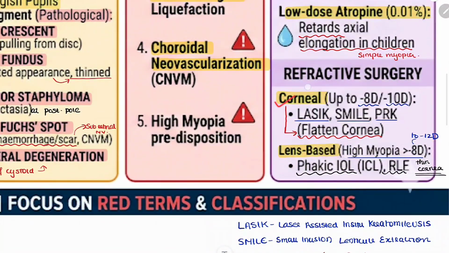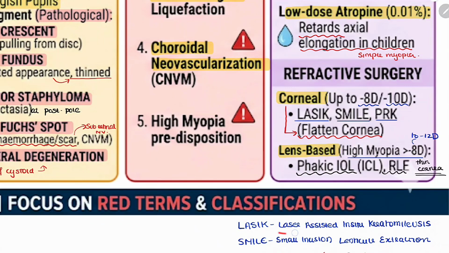So we can do corneal refractive surgery and lens based refractive surgery. Corneal refractive surgery is usually done up to -8 to -10 diopter. For -8 diopter itself, we will do what? Corneal refractive surgery. Here actually we are flattening the cornea. Okay, we are flattening the cornea. There will be a steeper cornea, so we will flatten this cornea. Okay, and this can be done by LASIK, SMILE, or PRK.